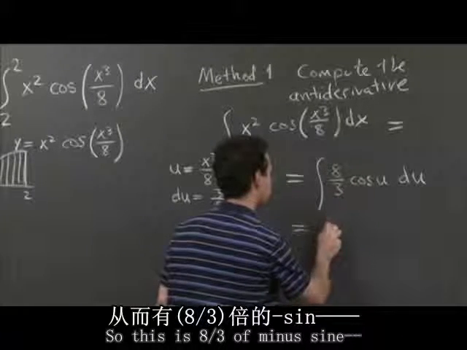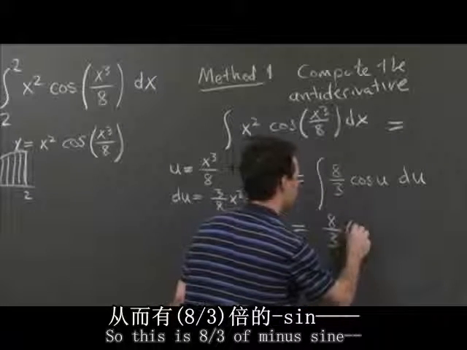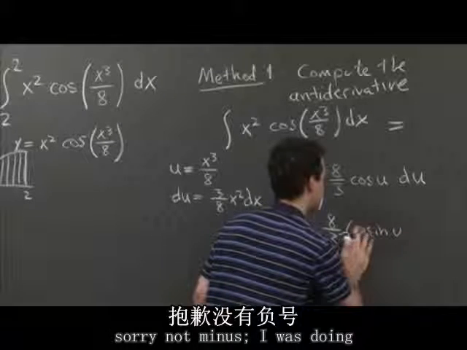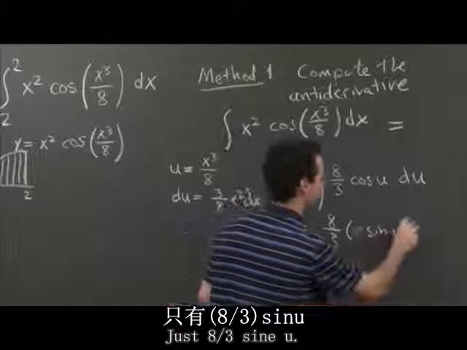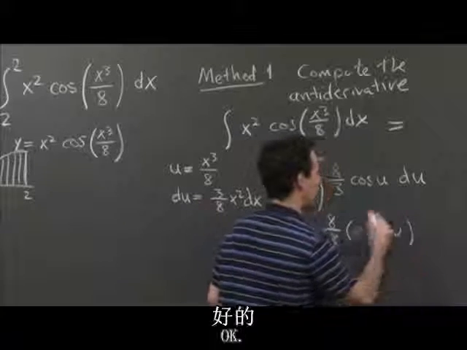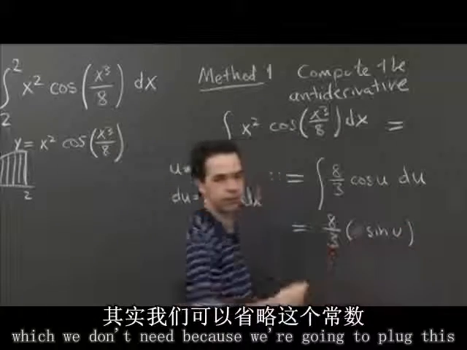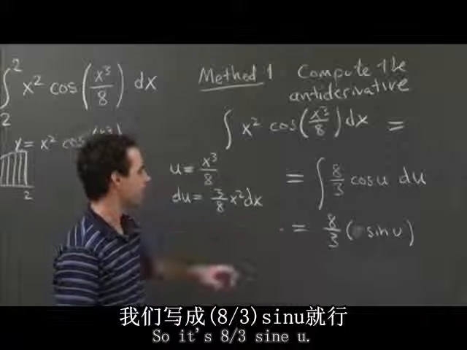So this is 8/3 of minus sine, sorry, not minus. I was doing the derivative instead of the antiderivative. Just 8/3 sine u. OK, and good. So that's the antiderivative plus a constant, which we don't need because we're going to plug this into the fundamental theorem of calculus in a minute. So it's 8/3 sine u.